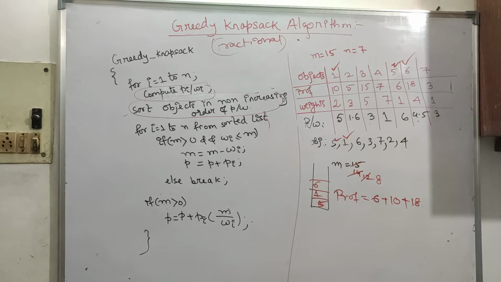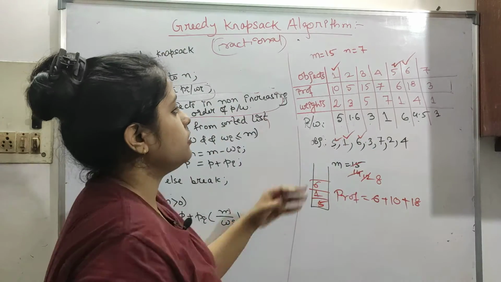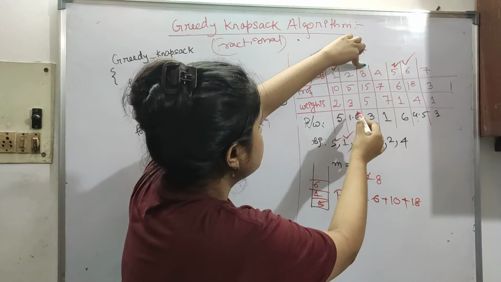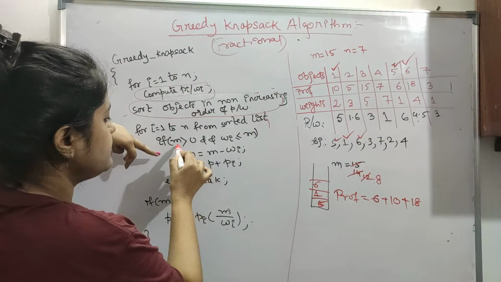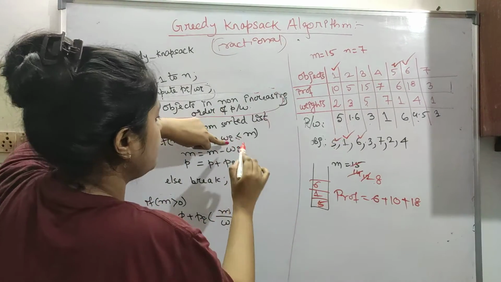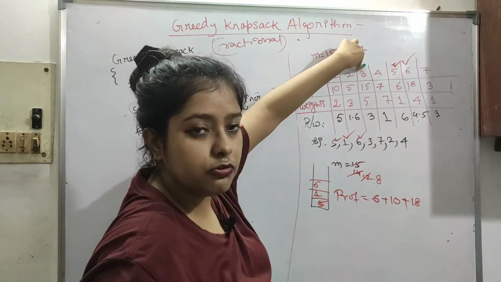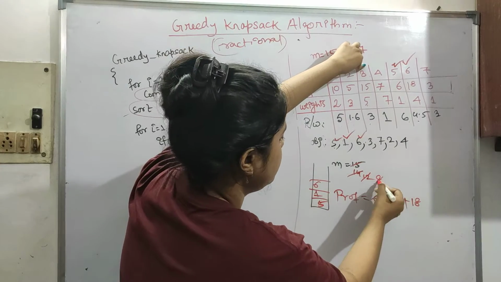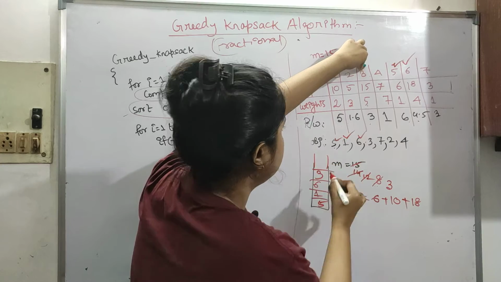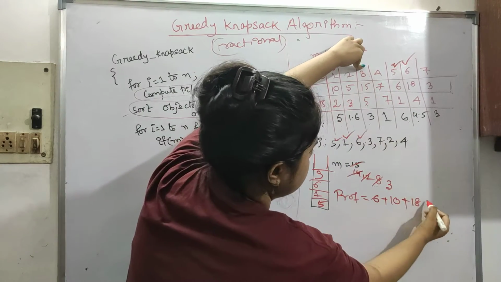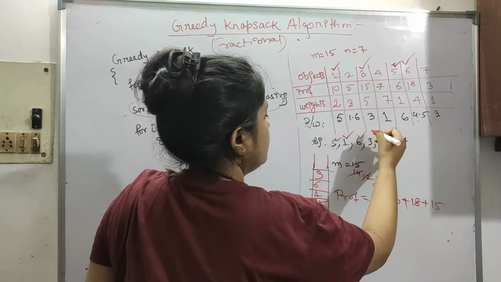So now we are done till here. 6 is taken. Now object 3. Object 3's weight is 5, which is less than our weight. Our remaining weight is 8 here. So 8 minus 5, 3 is left. Object 3 is put here, and now we add its profit, 15. Now 3 is done.